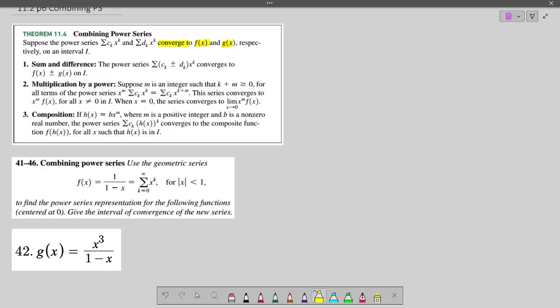This one's a little weirder. So we have our power series that converges to f. And then we multiply by a power x to the m.